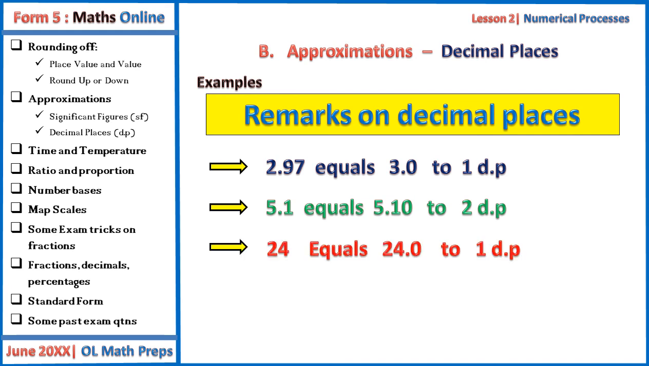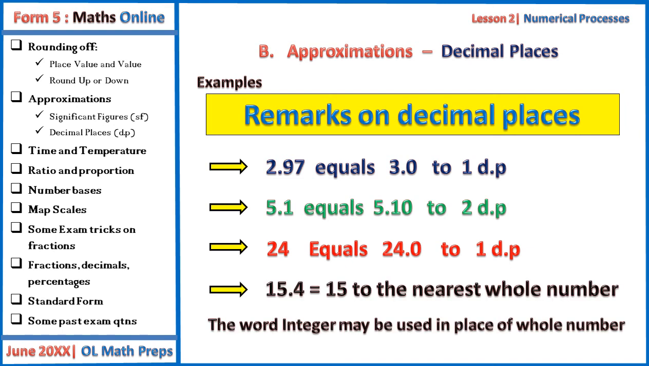24 is equal to 24.0 to 1 decimal place. 15.4 is equal to 15 to the nearest whole number. The word integer may be used in the place of whole number. Note that integers are whole numbers.